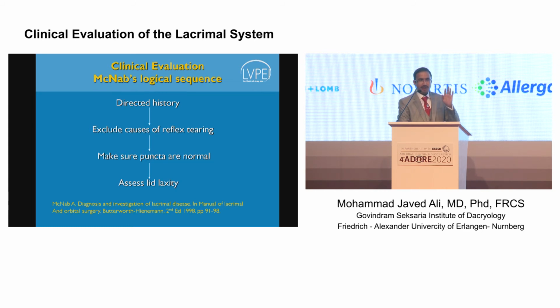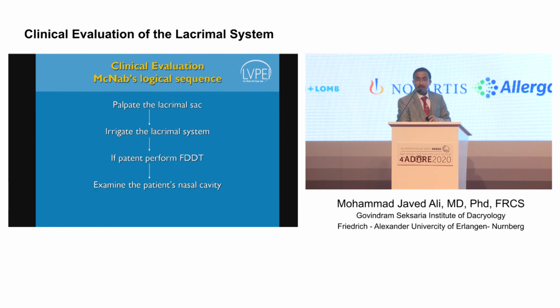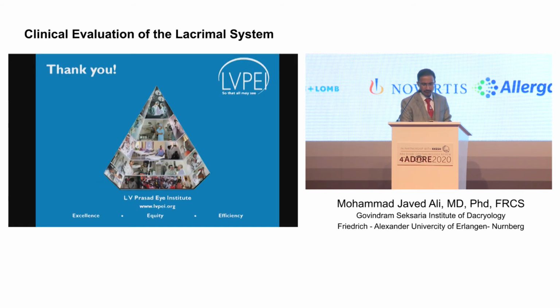Once that is done, look at the punctum and make sure that the puncta are normal. If the puncta are normal, then go ahead and assess the lid laxity in one go. Palpate the lacrimal sac. If the puncta are normal and there's no regurgitation on the lacrimal sac, then irrigate it. If the irrigation is patent, then perform dye disappearance to assess the functional outflow. And if everything is okay, examine the patient's nasal cavity. Very simple sequence.